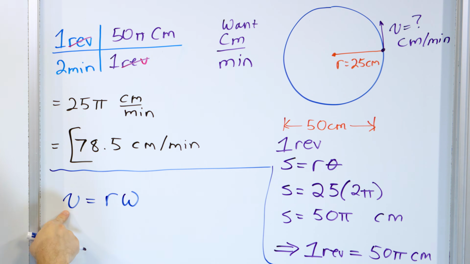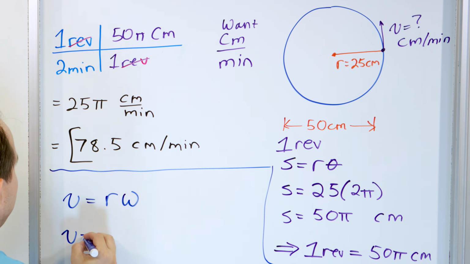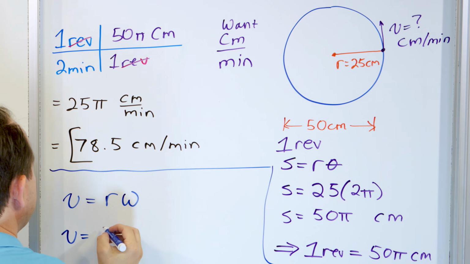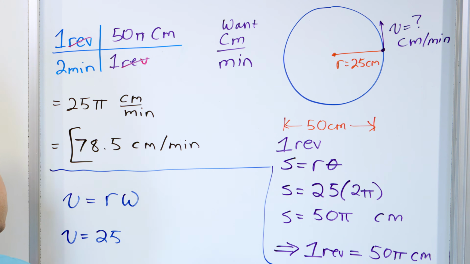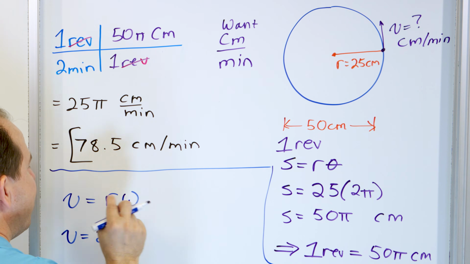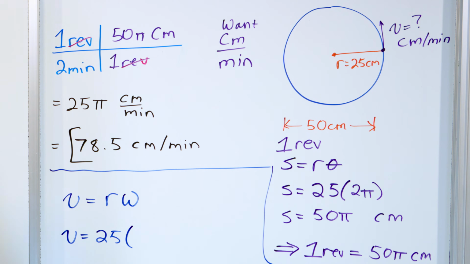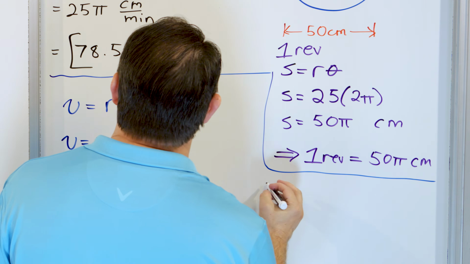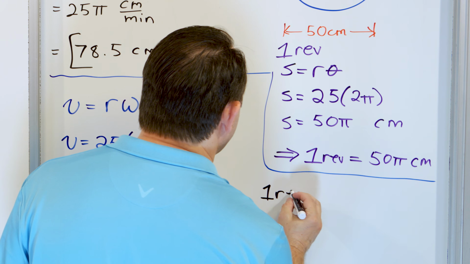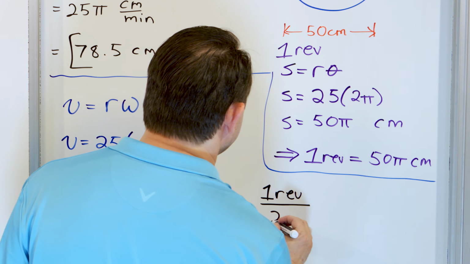This is going to convert it into meters per second. So what's the radius of this circle? Well, the radius is given to us as 25 centimeters. So I'll put 25 right here, right? And what is omega? Omega is in radians per second. Now that's the trick. I don't actually have that for this problem. But I do know that I can go down here and say that I'm traveling 1 rev every 2 minutes.